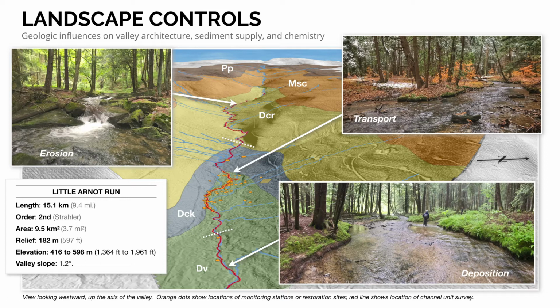There are no carbonate rocks in the watershed, so pHs are slightly low, averaging 6.1 in the headwaters and gradually increasing to 6.7.